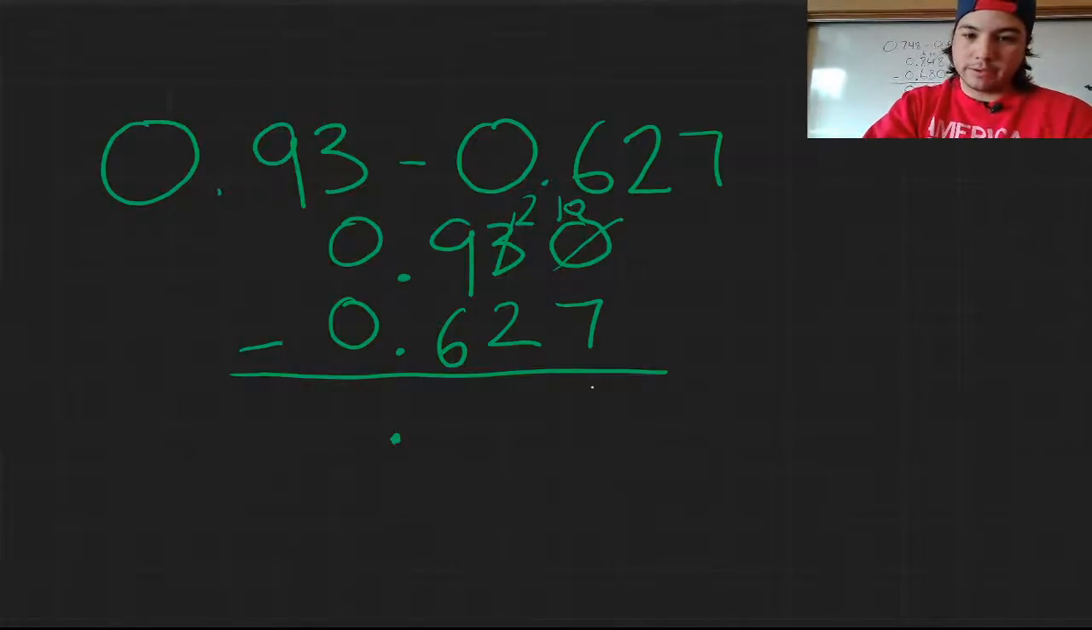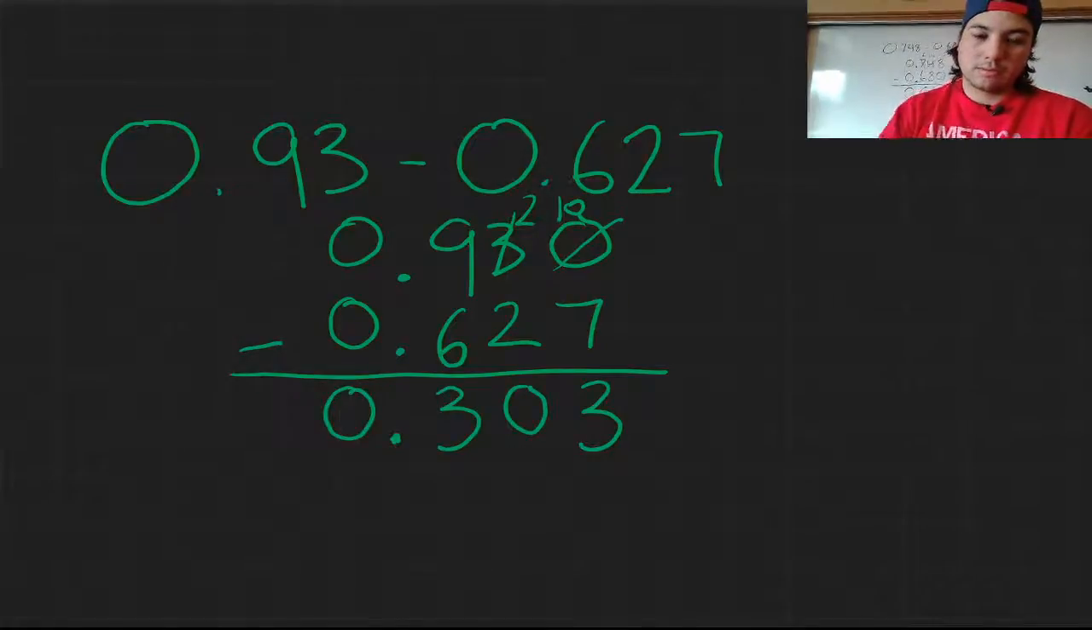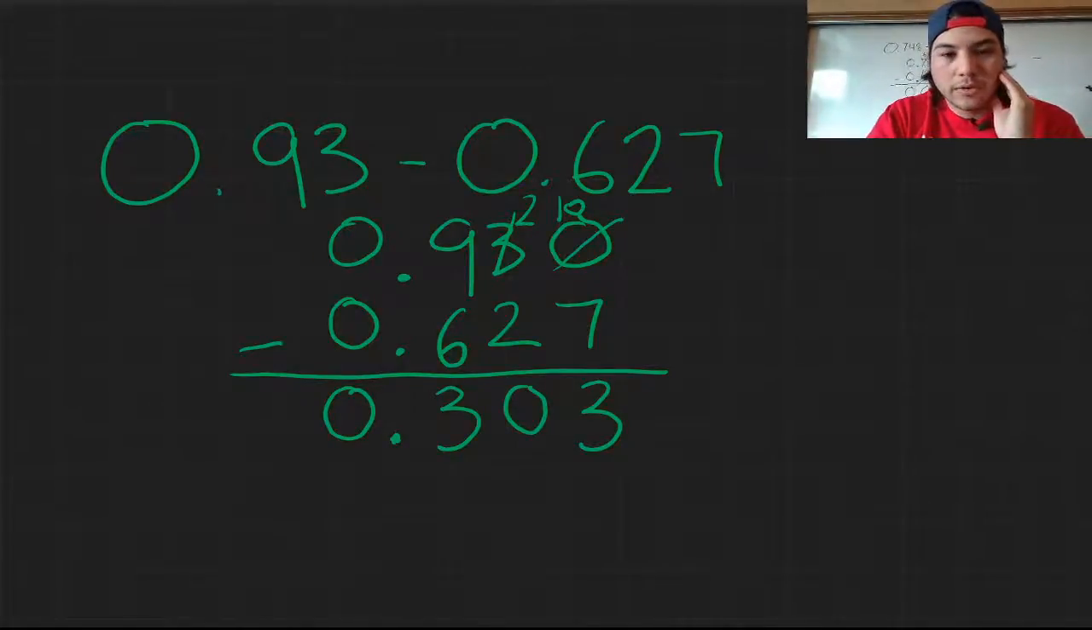10 minus 7 is 3 thousandths. 2 minus 2 is 0 hundredths. And then 9 minus 6 is 3 tenths with a 0 in the ones place. So you end up with an answer of 303 thousandths.